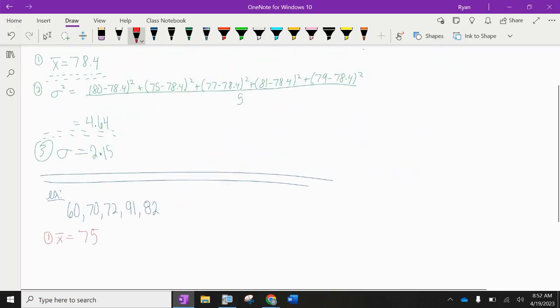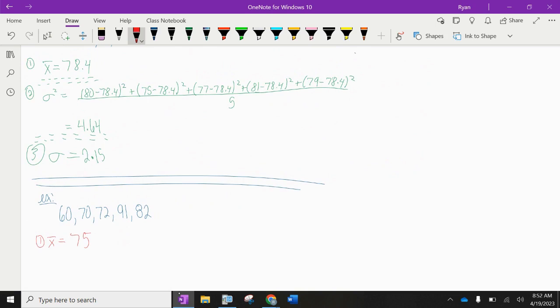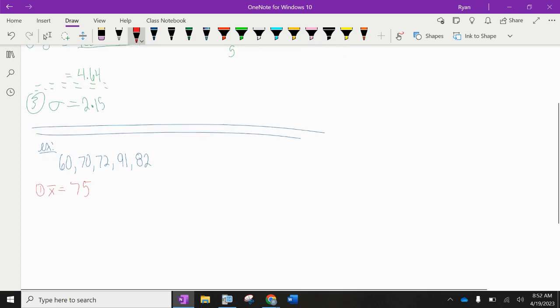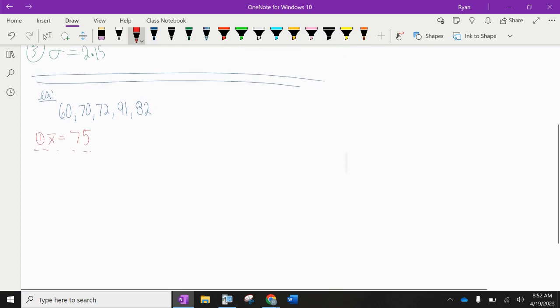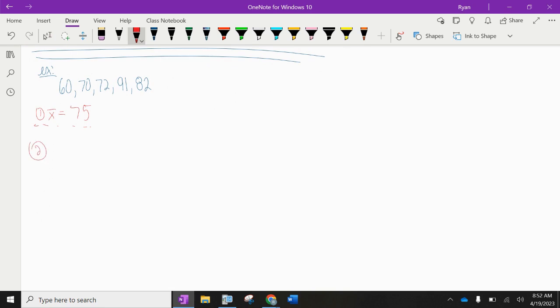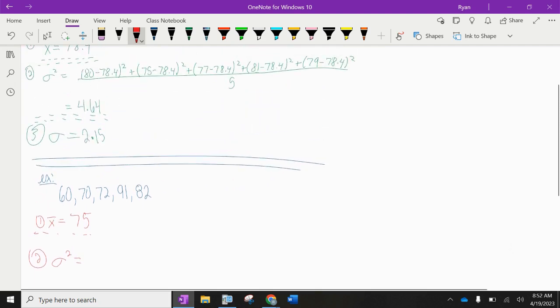If I compare it to the other group, the mean of the first group was 78.4. So their mean was a little bit better than this one. Okay, those students did a little bit better. But we're really interested in the standard deviation. So step number 2, we're going to look for the variance again. Look what we did for the variance before.